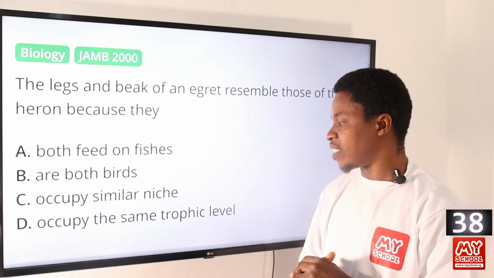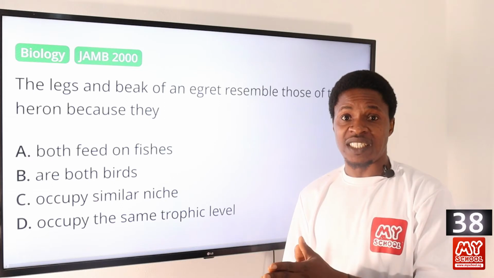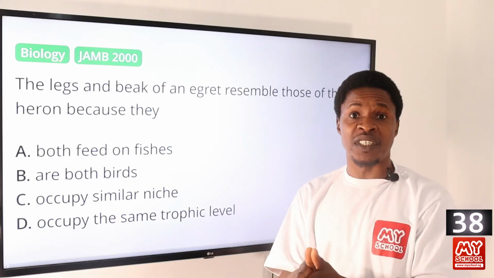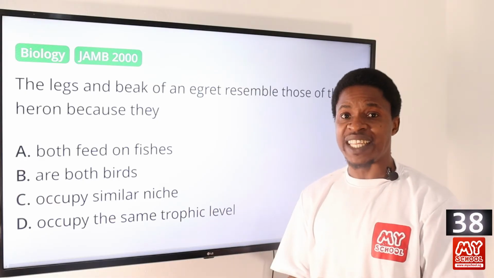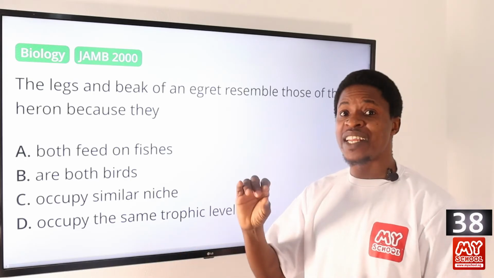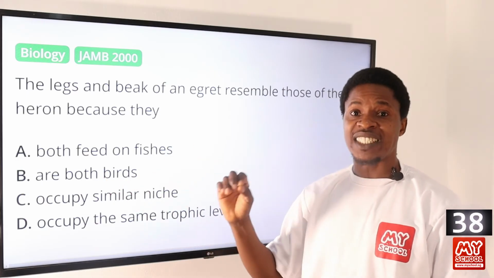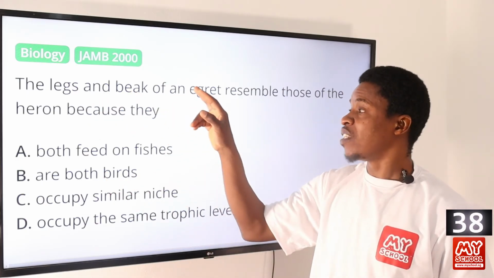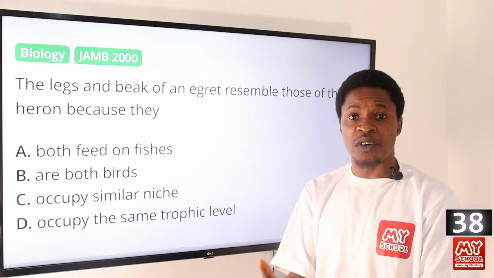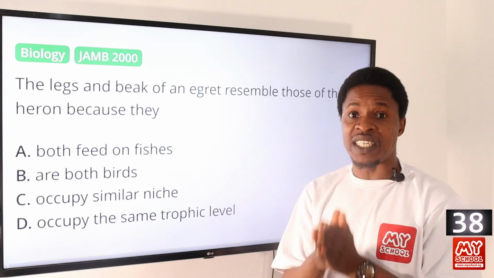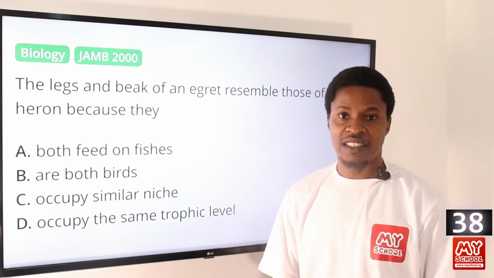Option D says they occupy the same trophic level. Yes, because they actually have a space they occupy in the food chain. We talk about the food web. We talk about them being secondary consumers or tertiary consumers, depending on the role they are playing in that food chain. All of them are actually correct, but we are looking for the one that is more comprehensive. So they occupy similar niche. That is more comprehensive, because the legs and the beak of the egret and the heron are adaptive features for them to have that ecological niche and to dictate their feeding behavior. So the correct answer here is option C, occupy similar niche.